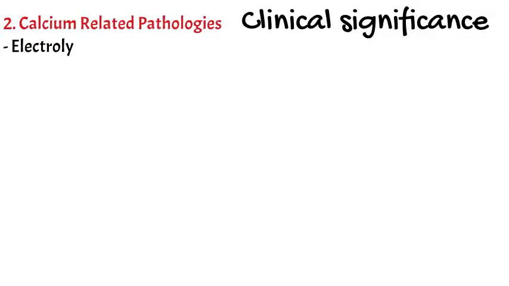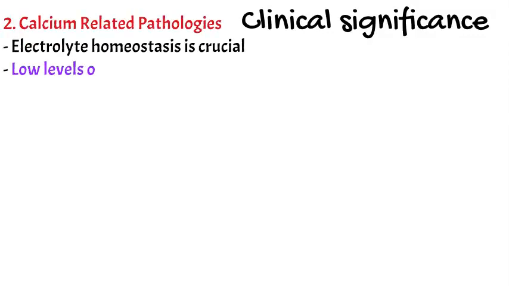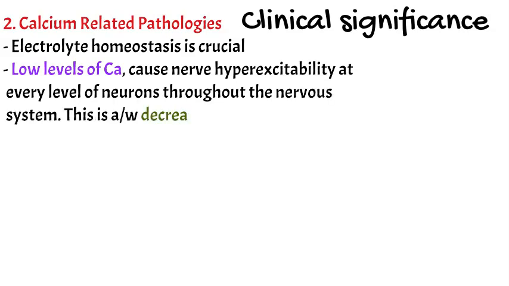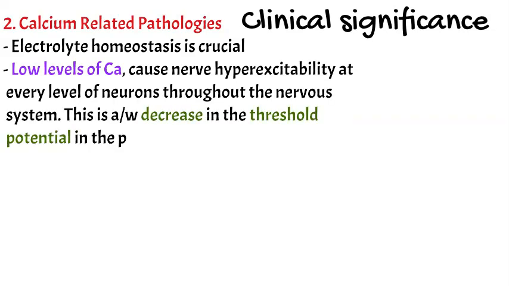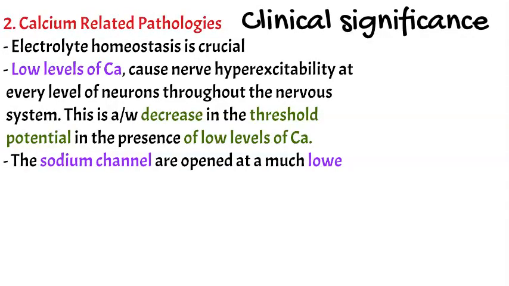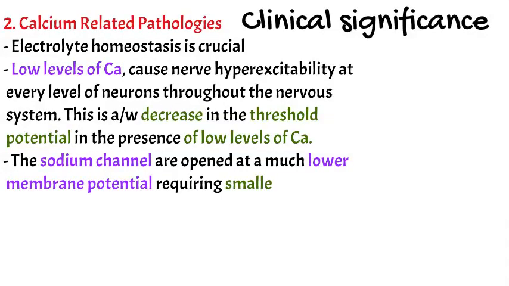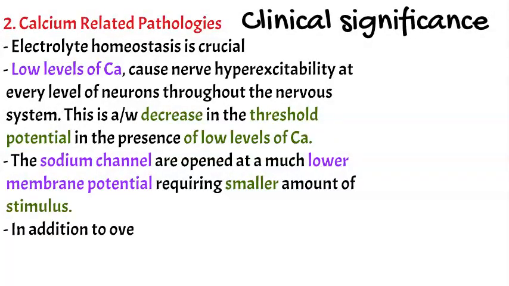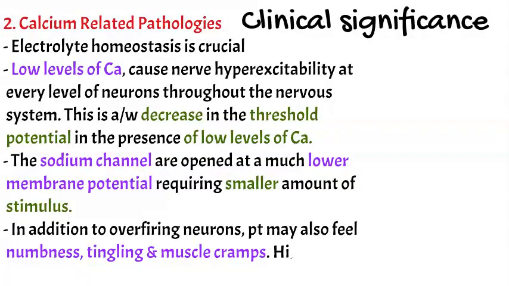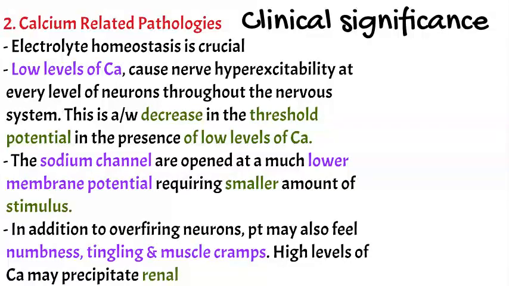Clinical significance in two: calcium-related pathologies. Electrolyte homeostasis is crucial. Low levels of calcium cause nerve hyperexcitability at every level of neurons throughout the nervous system. This is associated with a reduction in the threshold potential in the presence of low levels of calcium. The sodium channels open at a much lower membrane potential, requiring a smaller amount of stimulus.